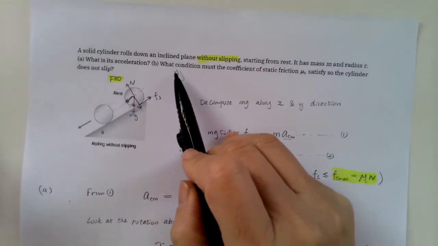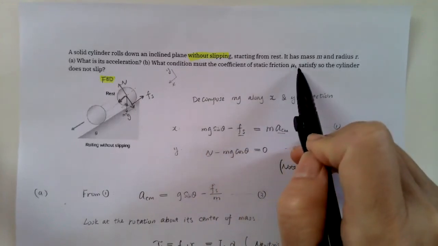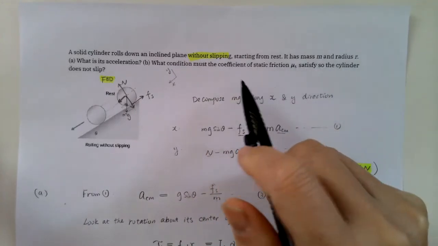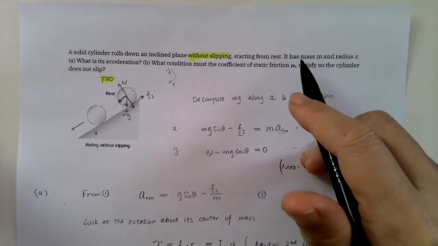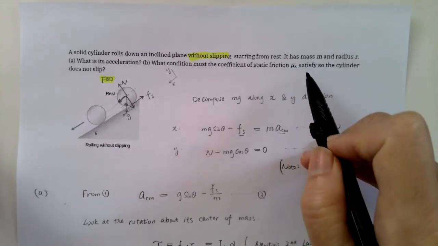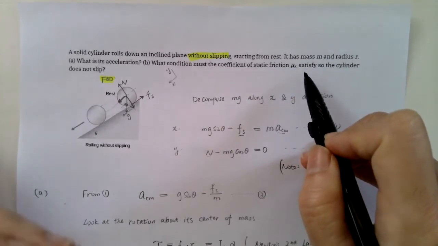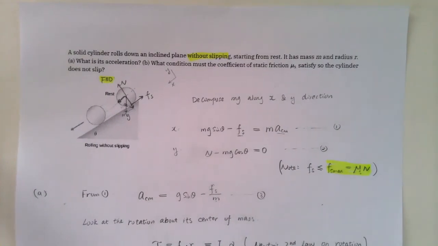Now let's go back here. We want to know what condition must be satisfied by the mu sub s so that the cylinder does not slip. In other words, we want to know the minimum, the smallest coefficient of static friction there should be, so that no slipping happens. Okay, so now let's move on to question B.